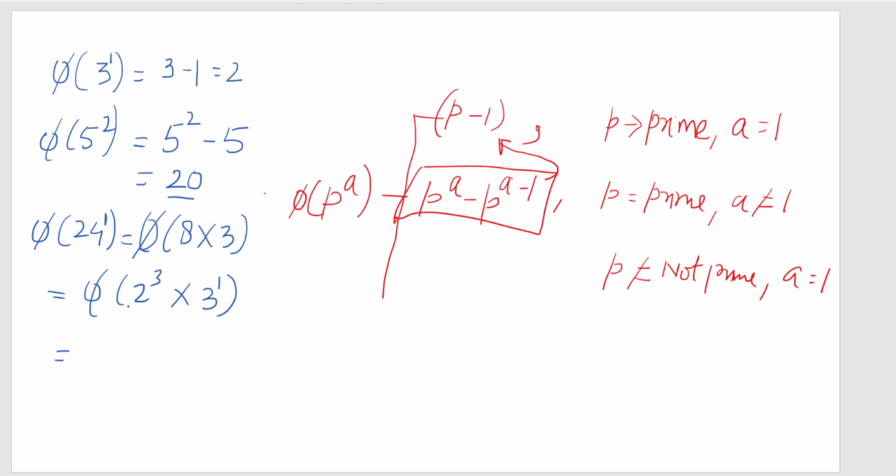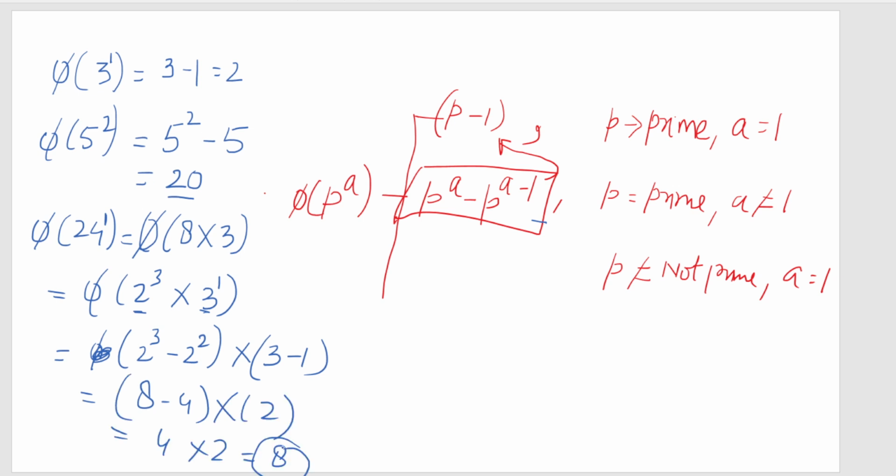This goes with the second formula, the second structure, when p is prime and a is not 1, and this goes with the first, when p is prime and a is equal to 1. So we will have phi of 2 to the power 3 minus 2 to the power 2, multiplied by 3 minus 1. Okay, this will be 8 minus 4 multiplied by 2, that is 4 multiplied by 2, that is 8. So you have a value of 8 here.